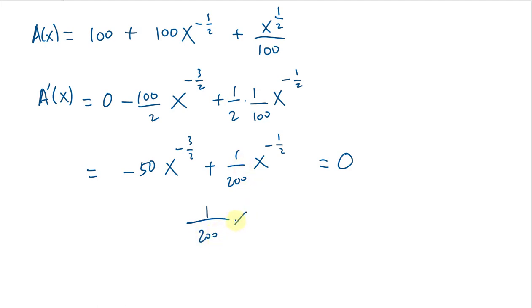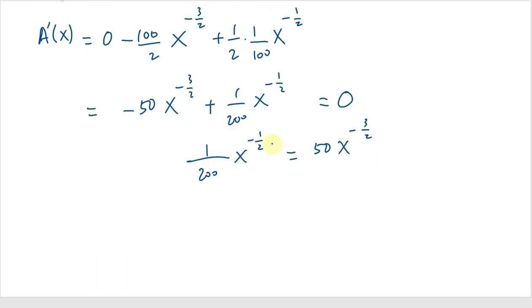So I give this term on the left hand side, and then I add 50x to the minus 3/2 on both sides. Now let's combine all the numbers on one side and all the x on one side, or isolate the x variables. Okay, first thing, let me divide both sides by 50.